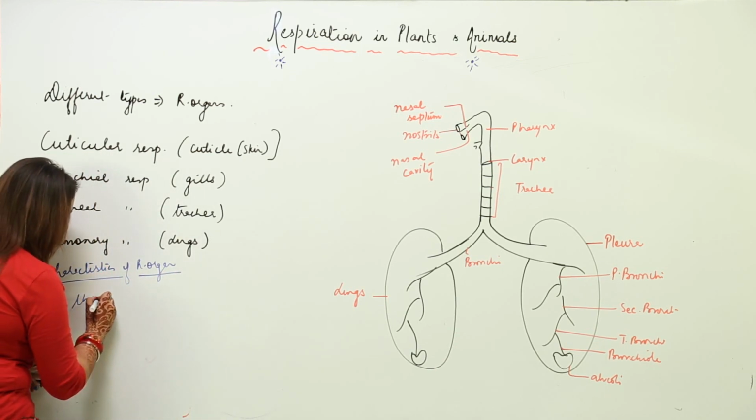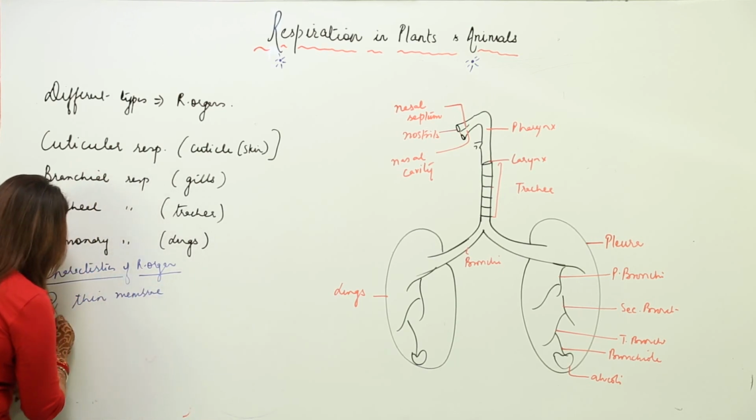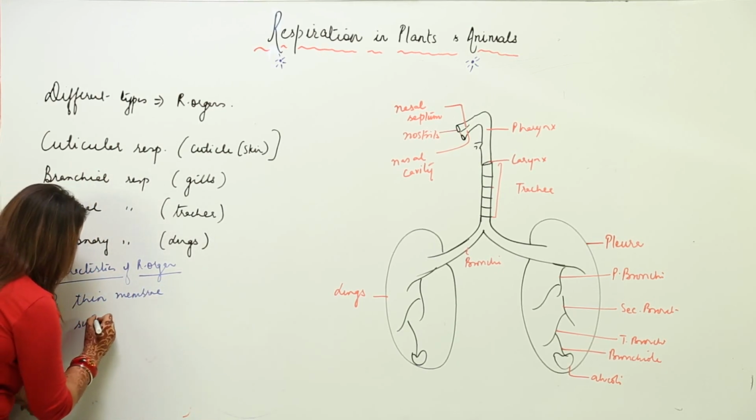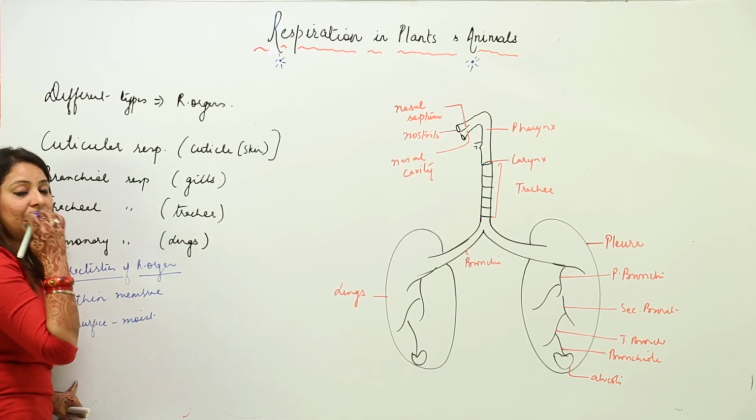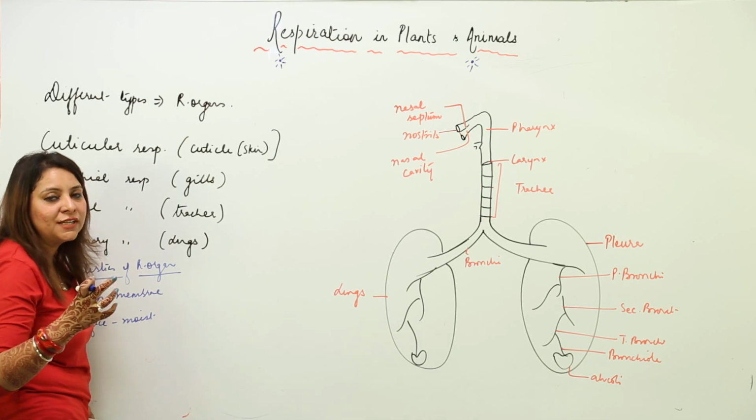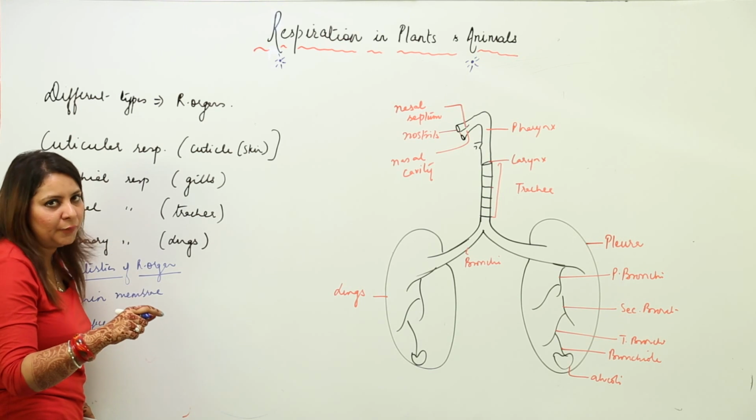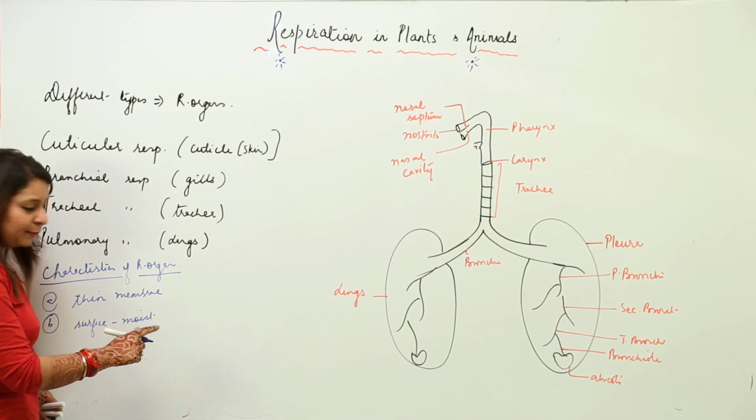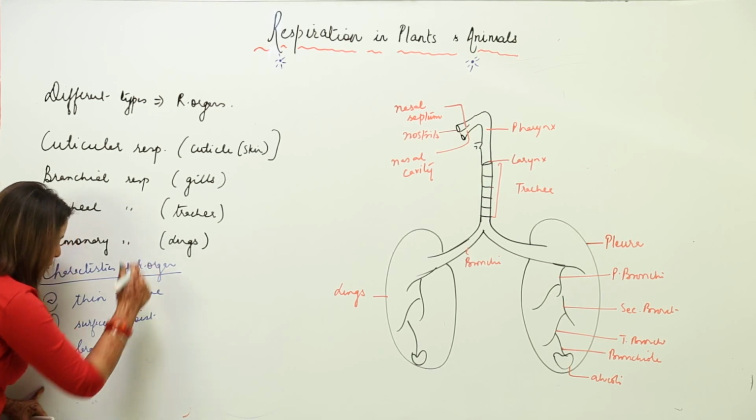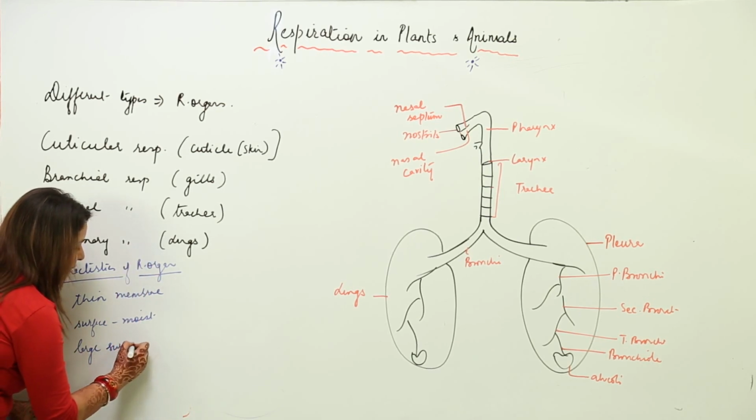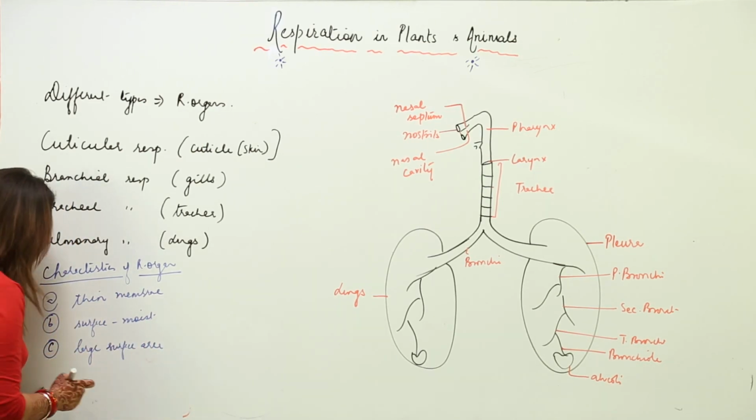One is that it should have a thin membrane. Second is that its surface should be moist, because whenever the surface is moist, gas exchange can be faster, as diffusion of gases is faster in a moist medium. Third, the surface of the respiratory organ should be large, should have a large surface area, because the more the surface area, obviously the more diffusion there is going to be.